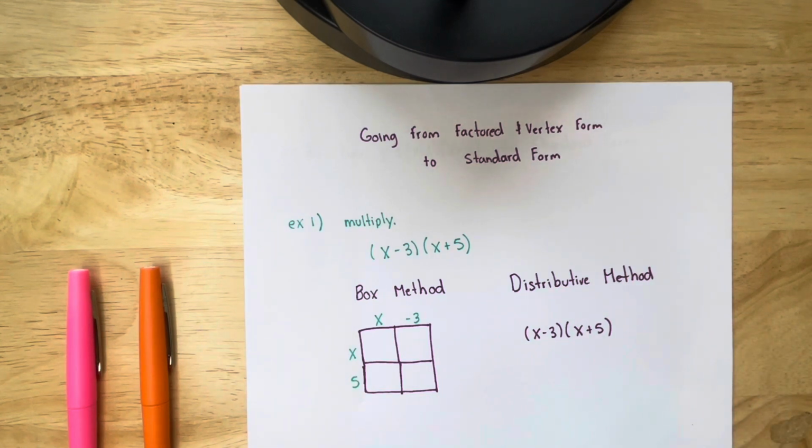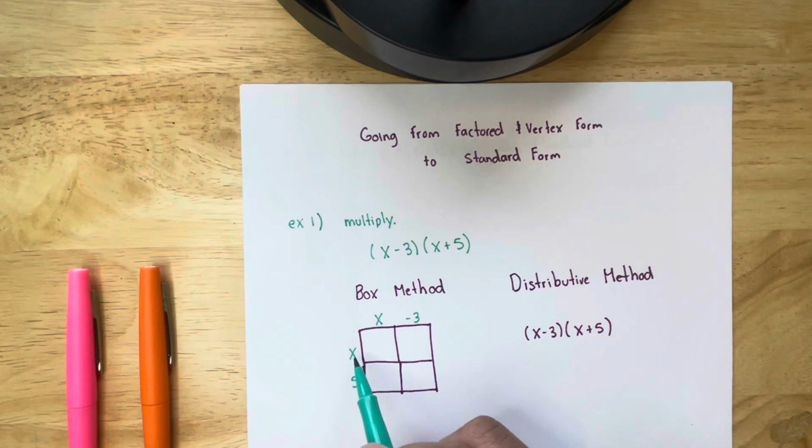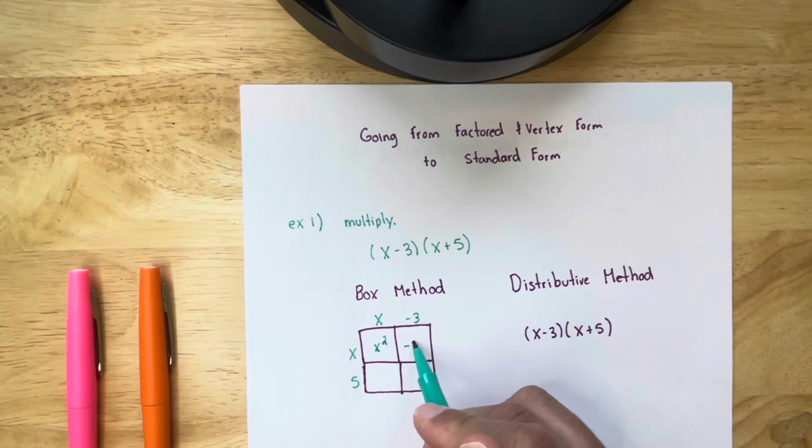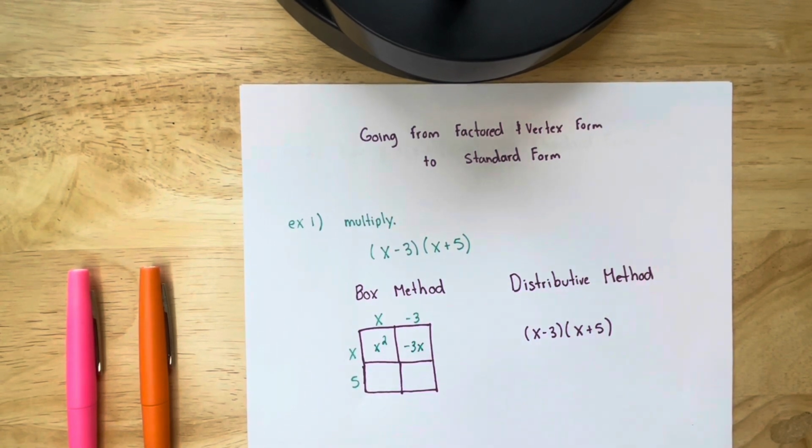So in box method, you got to remember, you're multiplying x times x, which I hope you agree is going to be x squared. X times negative 3, which is two different pieces, so just stick them together as negative 3x. X times 5, you can't really multiply, so stick them together, it becomes 5x. And then negative 3 times 5, which I hope you agree is negative 15.